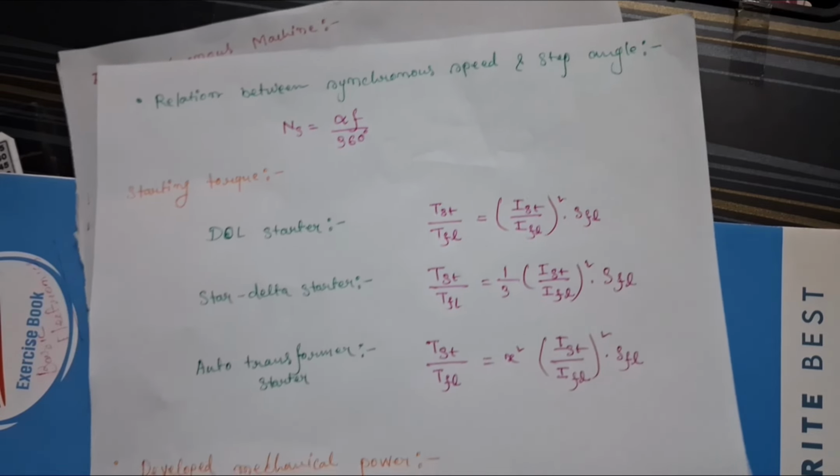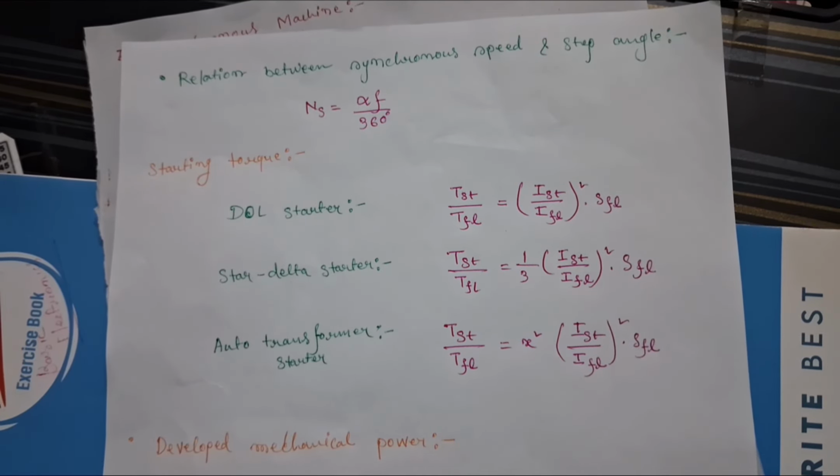For the auto transformer starter, the ratio of starting torque to full load torque is x square into (IST divided by IFL) whole square, into SFL. Here x is the transformer ratio.